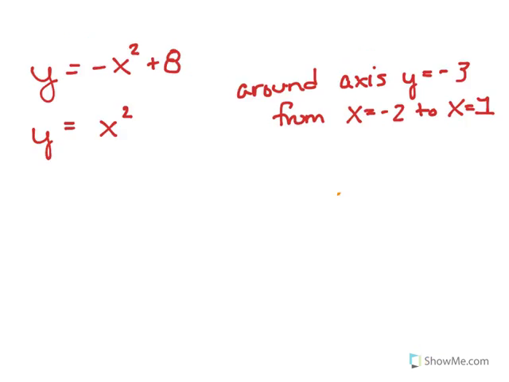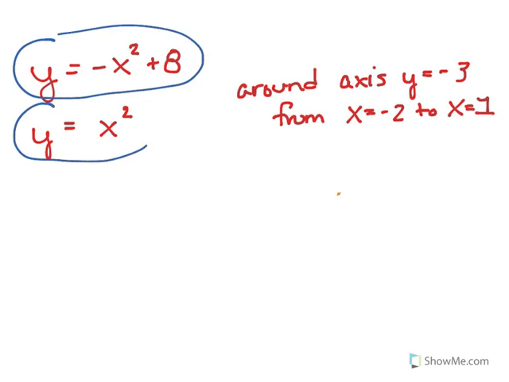Okay, so we have our two curves, y equals negative x squared plus 8, and y equals x squared. And we're going to wrap that around the x-axis. Oh, I lied. We're going to wrap that around the line y equals 3, from x equals negative 2 to x equals 1. Okay, so what we need to do is, first of all, identify our two curves, which is our first step. I did that in blue, so I'll do it in blue here. Here's curve 1. Here's curve 2.